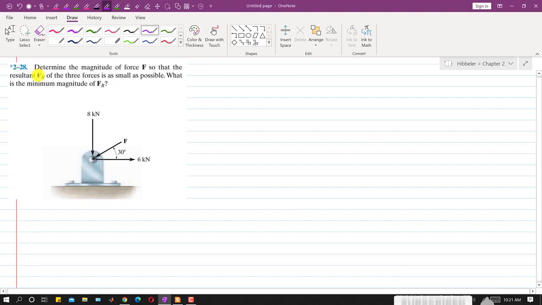Let's solve this problem 228. In this problem it is said that determine the magnitude of this force F so that the resultant Fr of these three forces is as small as possible, right? And it is said that what is the minimum magnitude of Fr, right?